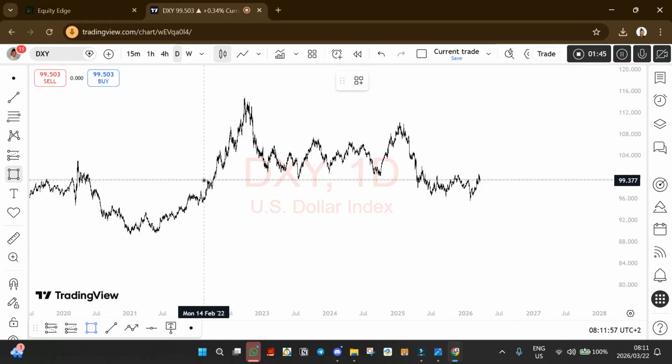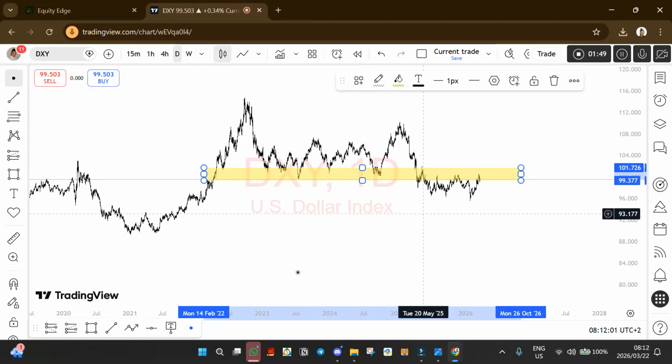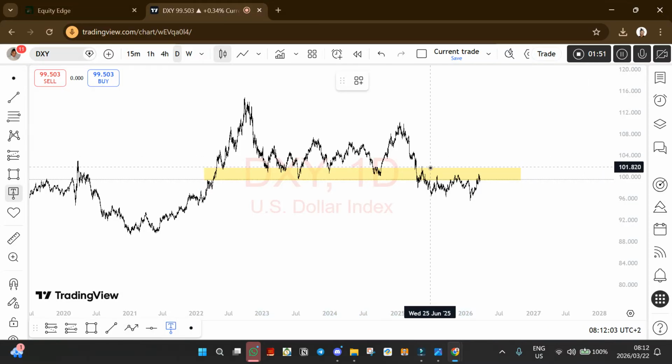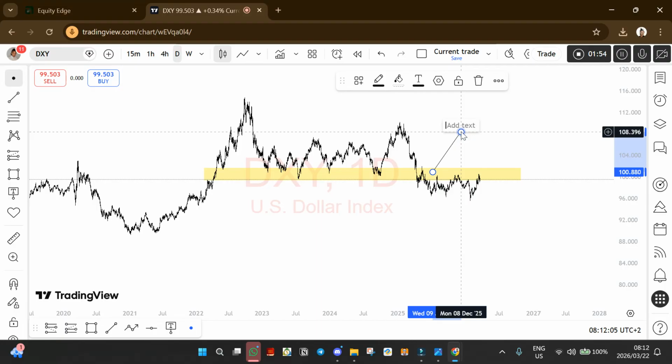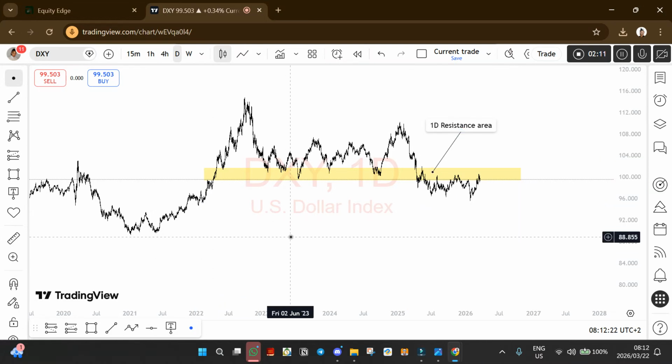As you can see over here, the dollar index is at this area right here. This is now the 1 day resistance area. Resistance. I hope I spelled that correctly.